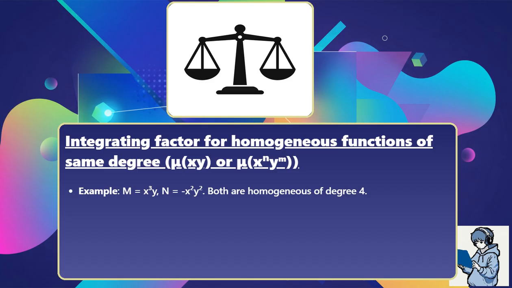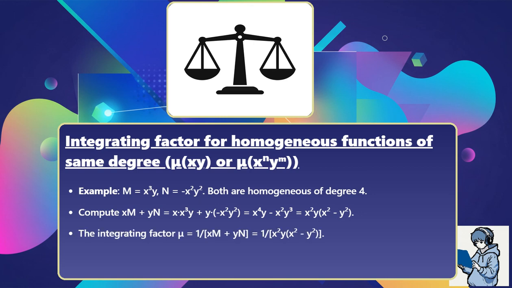Example: M equals x cubed y, N equals negative x squared y squared. Both are homogeneous of degree 4. Compute xM plus yN equals x times x cubed y plus y times negative x squared y squared equals x to the fourth y minus x squared y cubed, equals x squared y times x squared minus y squared.